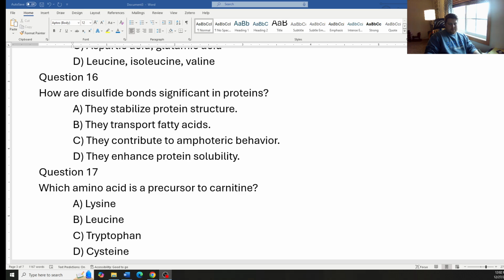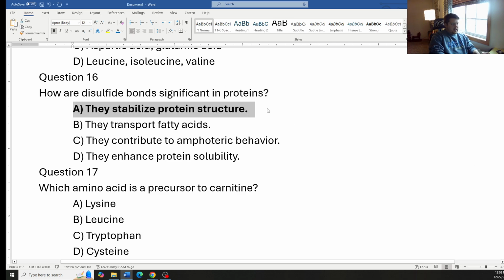Question 16. How are disulfide bonds significant in proteins? What do disulfide bonds actually do? A, they stabilize protein structure. B, they transport fatty acids. C, they contribute to amphoteric behavior. Or D, they enhance protein solubility. The purpose of those disulfide bonds is to stabilize the protein structure.